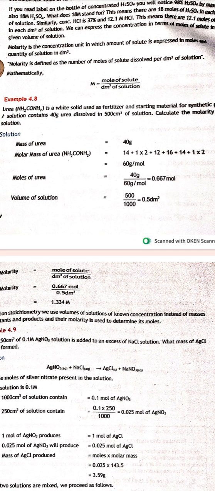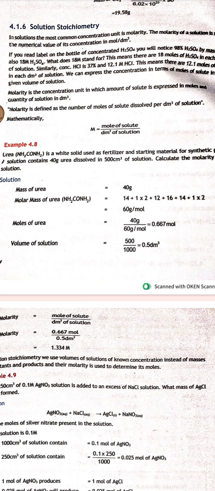Molarity is the concentration unit in which the amount of the solute is expressed in moles and the quantity of a solution in decimeter cube. So molarity is defined as the number of moles of solute dissolved per decimeter cube, so moles of the solute divided by decimeter cube of the solution. This is the definition of molarity, and in solution stoichiometry we basically talk about molarity.